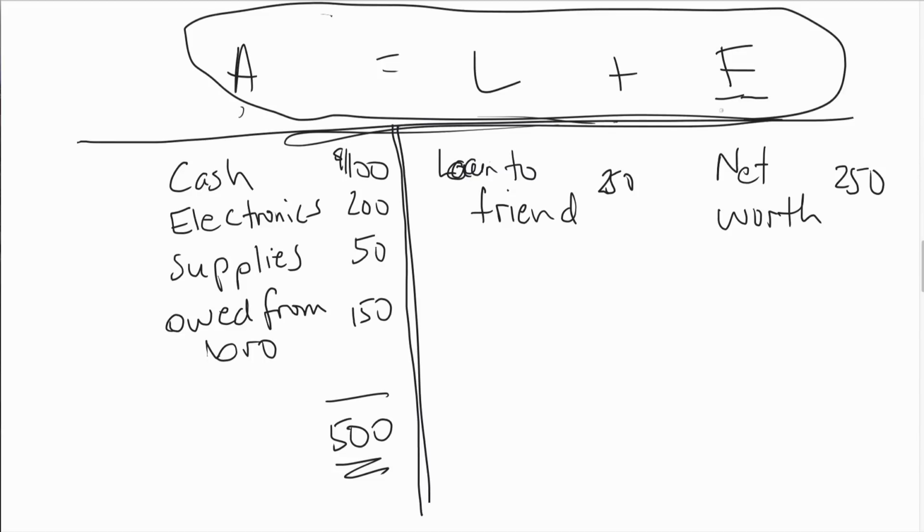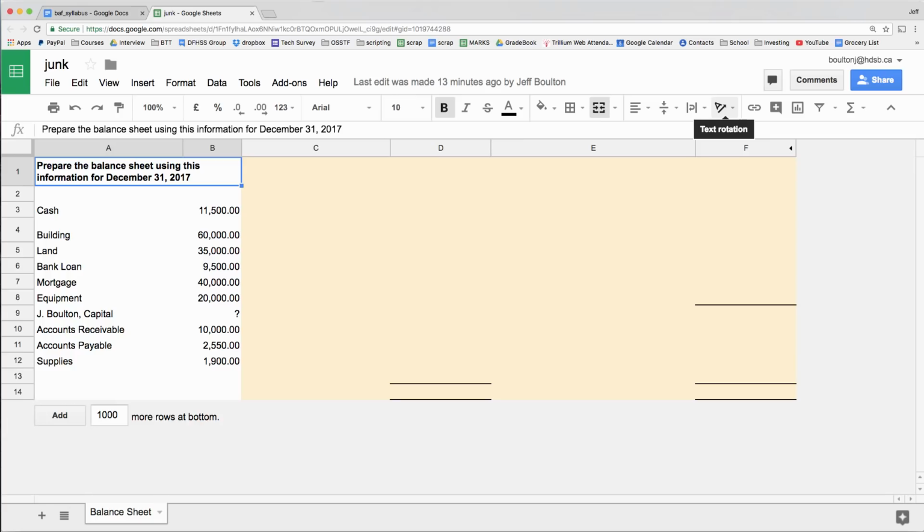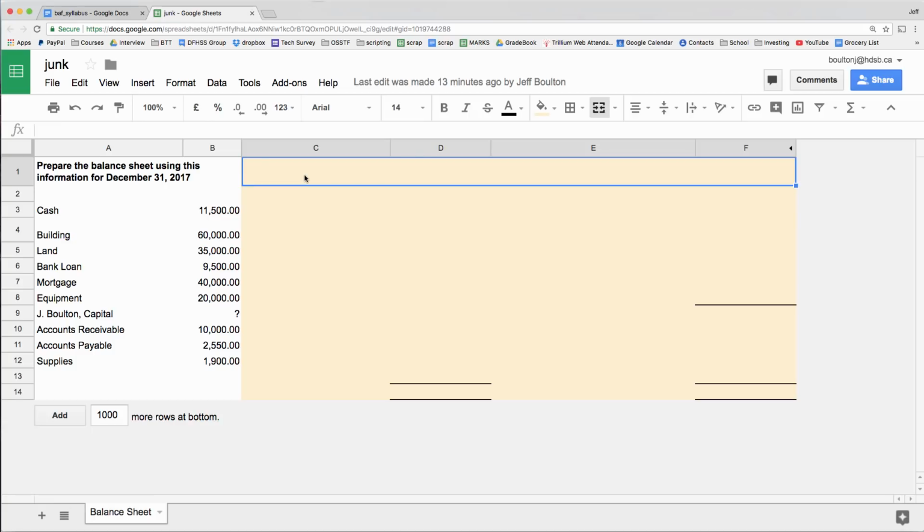So let's try a more formal one. Here's some information to make a balance sheet. We don't have a name of a company, but we're just going to make one up. So a balance sheet, and you might want to take notes as I go through this.